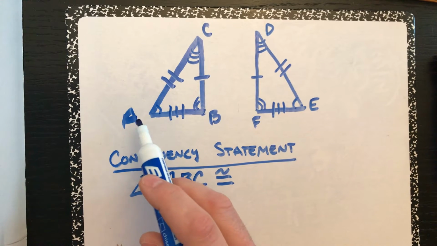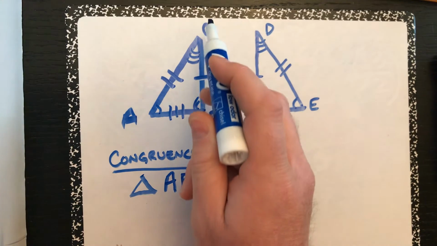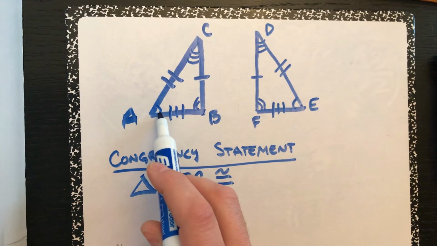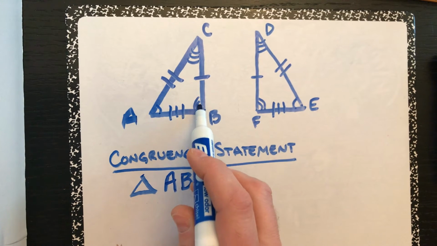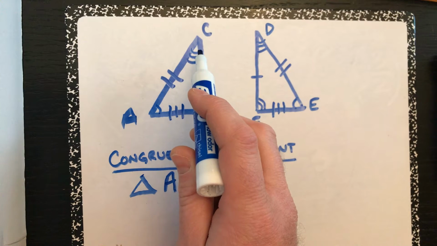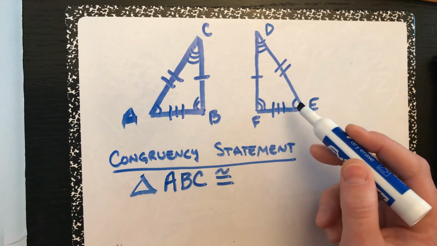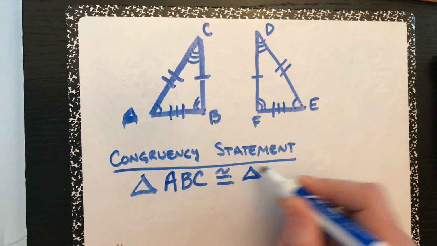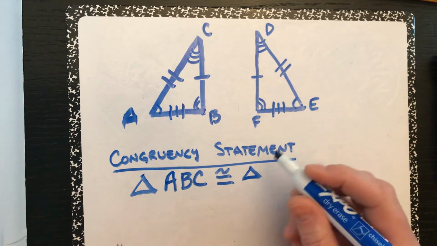Notice I started at A, went to B, and then up to C to name the first one. So I started at the angle that has one dash, then went to the angle that has two dashes, and then the angle that has three. When I name this one, I have to do it the exact same way: one dash, two dashes, three. So this would be triangle ABC is congruent to triangle EFD.